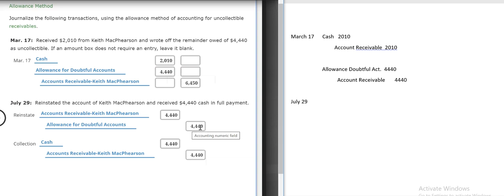Then you end up with simply cash and fees earned revenue. In other words, I hope you realize that at the end, this guy actually paid the whole thing, the 6,450. Here, 4,440 and the cash 2010, he did eventually pay 6,450. It took time, but by July 29th, he did pay. And the accounting records need to show that. So again, if you have any questions, just let me know, and I hope this was helpful. Thank you.